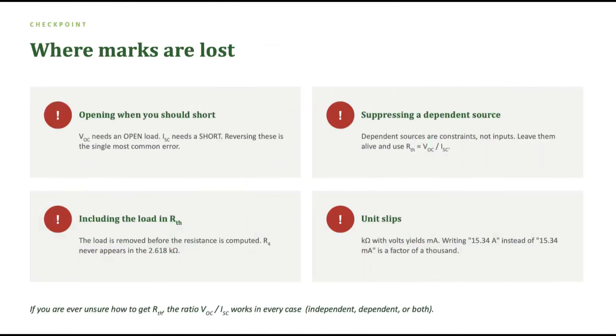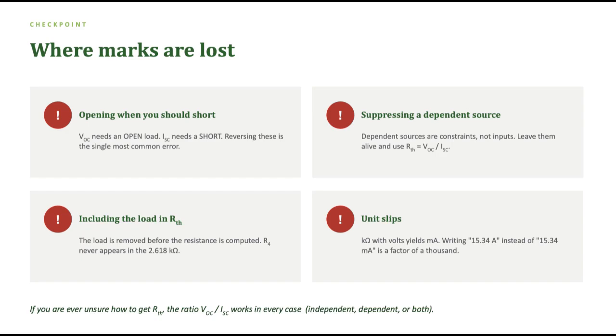Check out these common mistakes and how they can be resolved. To find V open circuit, do I open the terminals, or short them? To find I short circuit? Which sources am I allowed to suppress? Does the load go into Thevenin? If you remember one thing from this slide, the ratio V open circuit over I short circuit never fails.